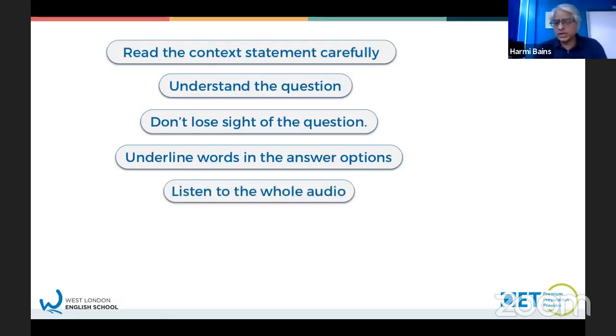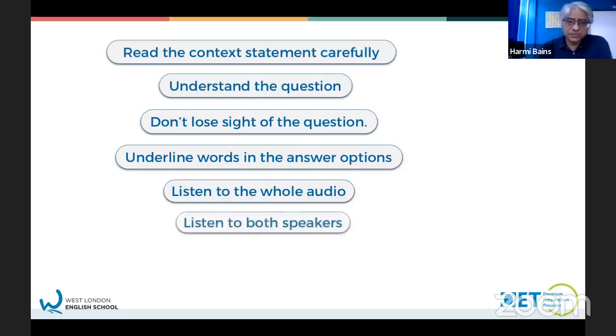Listen to the whole audio. This is really important, even if you think you have the answer. And it's the same with reading as well. Even if you think you have the answer, just make sure you do listen to the whole audio, because you never know, and they do trick you. They like to trick you, in fact. So really important, make sure you listen to the whole audio, even if you think you have the answer.